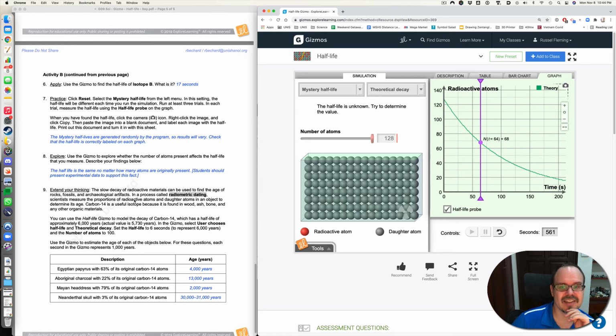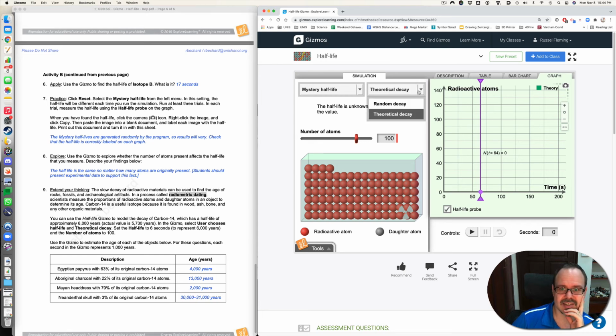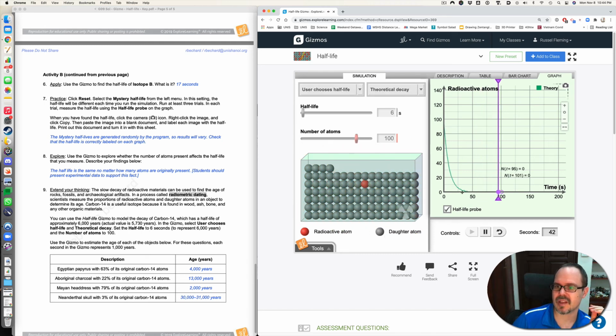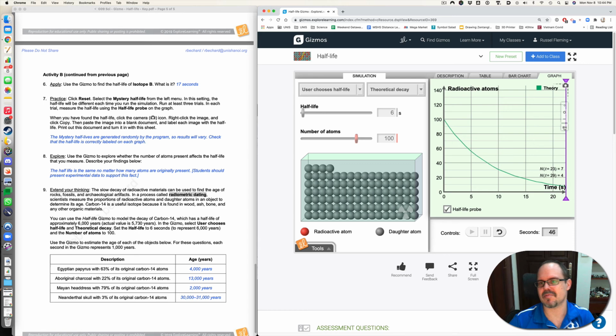Extend your thinking. Let's change this. It tells us to go to 100 because then we can pretend 100 is 100%. It tells us to set, let's go up here to choose half-life. And I think they said 6 seconds, because every 6 seconds we're going to represent 6,000 years. Let's just run this. I should change this graph if I can. Yeah, let's zoom in on this graph a bit. Oh yeah, it's much better.